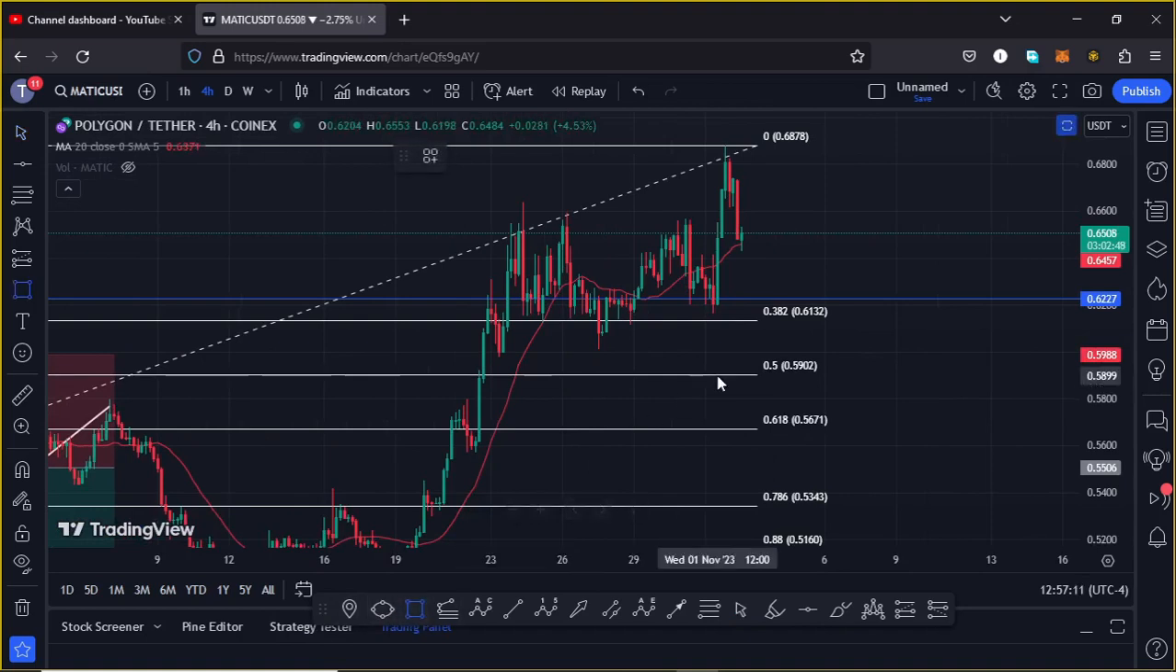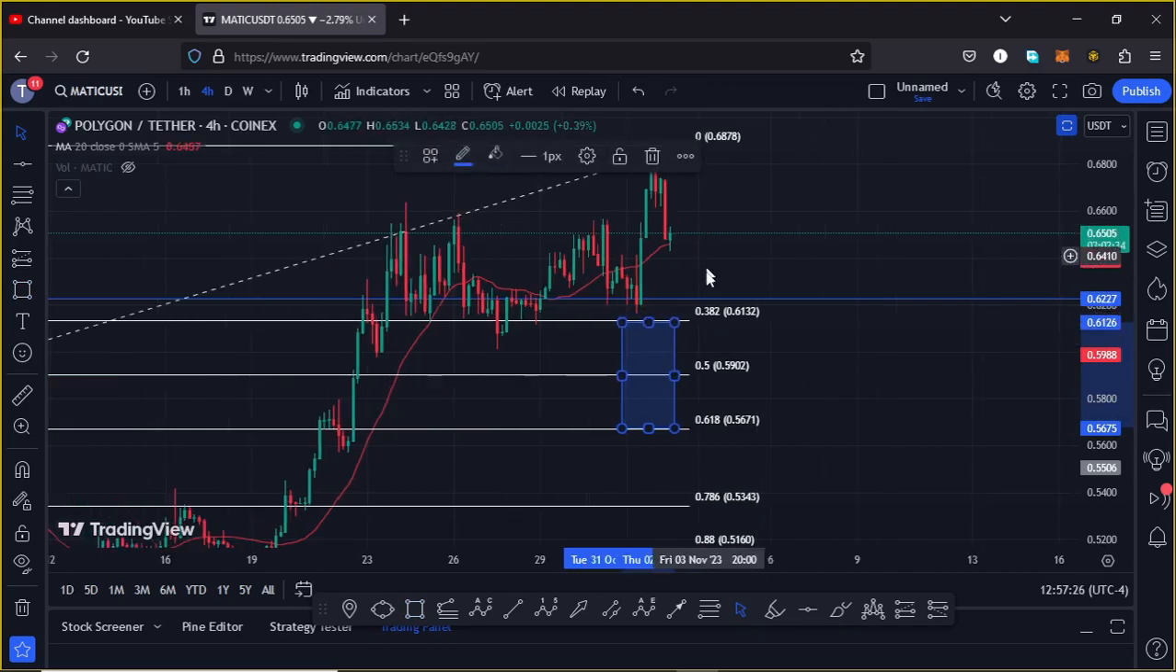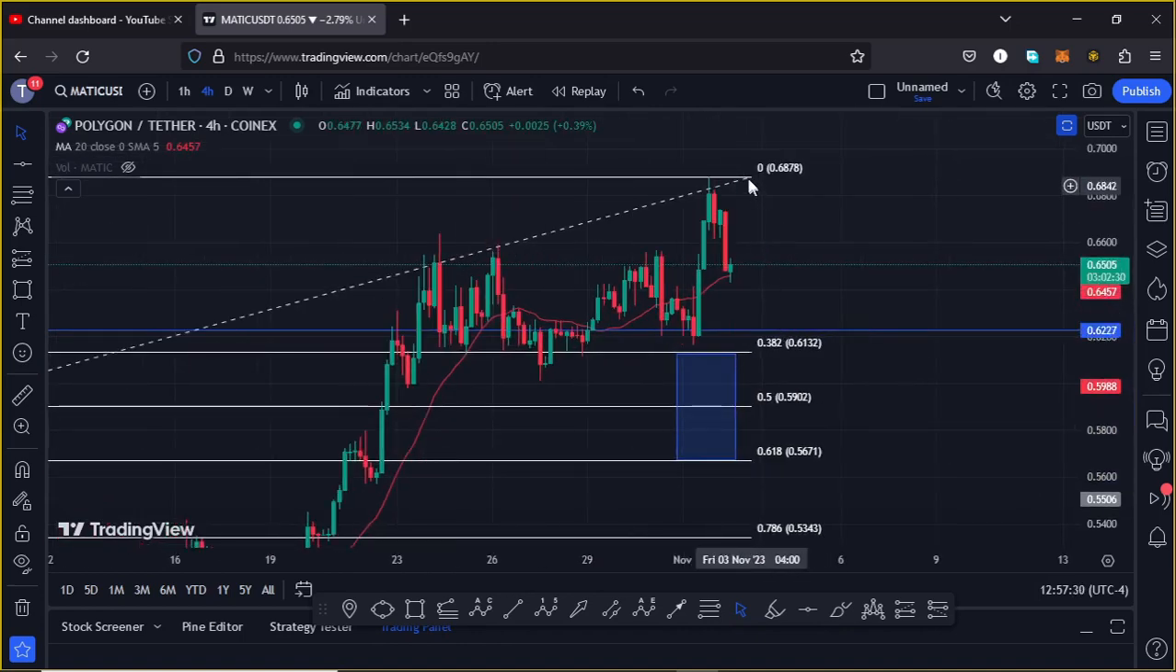And I can mark that target area here on the charts, which is an area between the $0.6132 mark and the $0.5671 mark, which is an area which is my pullback target area in case we lose our significant area of support at around the $0.62 mark.